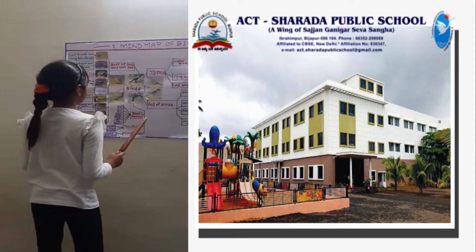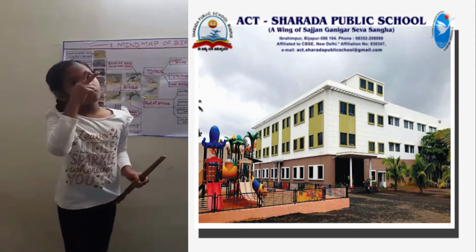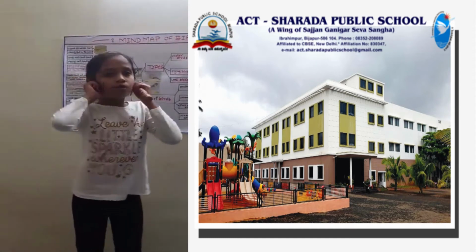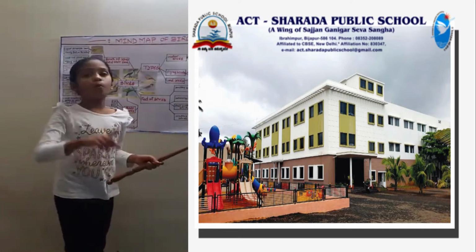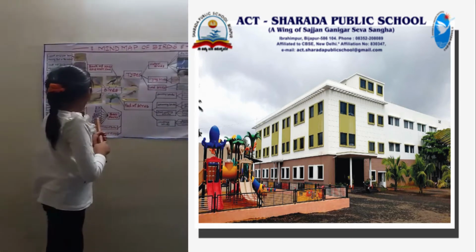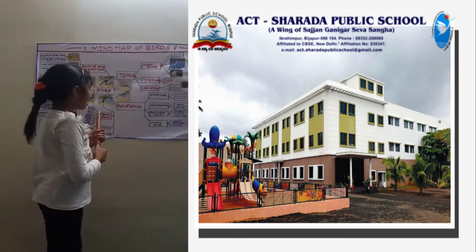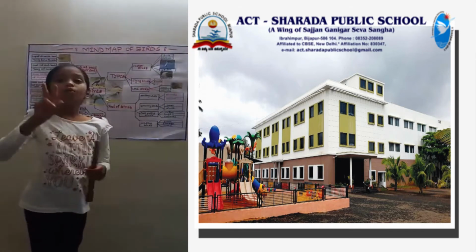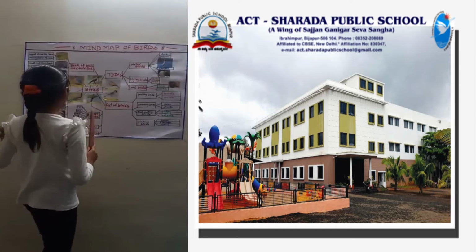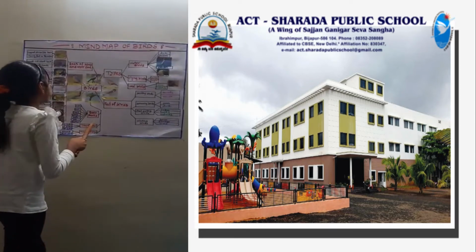Body parts of a bird. Birds have 2 eyes. Birds have 2 ears. Birds have 1 beak. Birds have wings. Birds have a tail. Birds have 2 legs. Birds have feathers. Then move to the next.